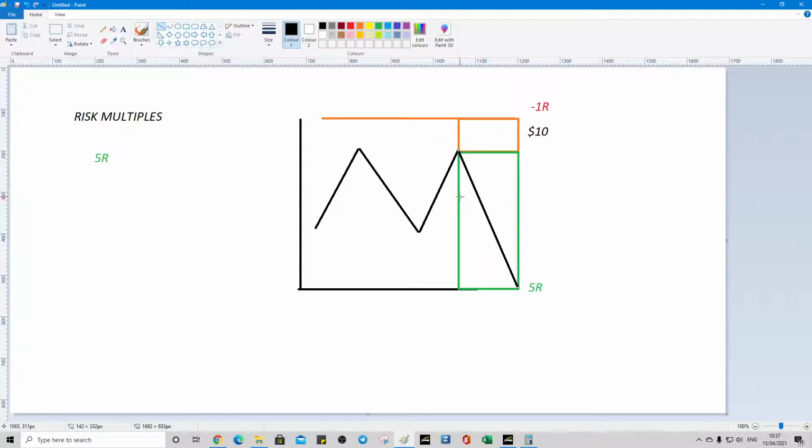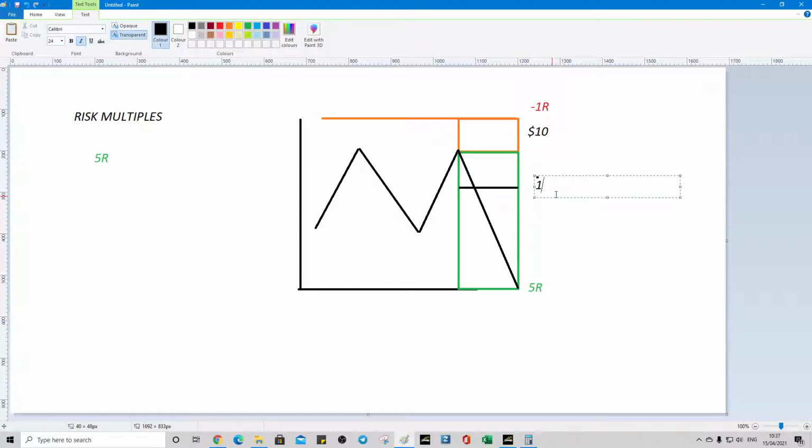So a 1R would be there, which would be okay. It's not fantastic. That would be a 1R, for example. And hopefully that's clear. I'll give you a demonstration on TradingView now.